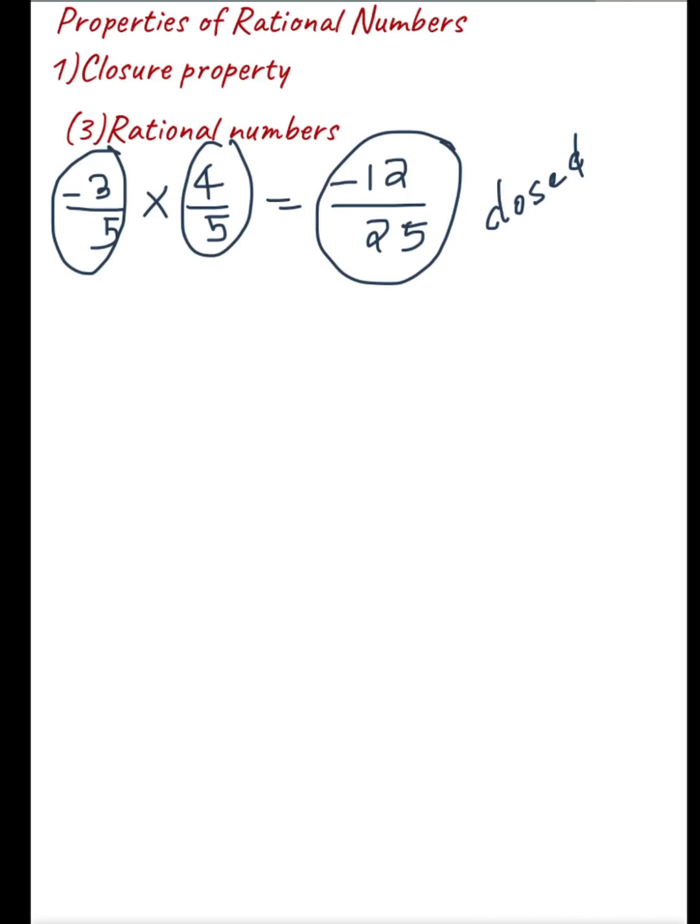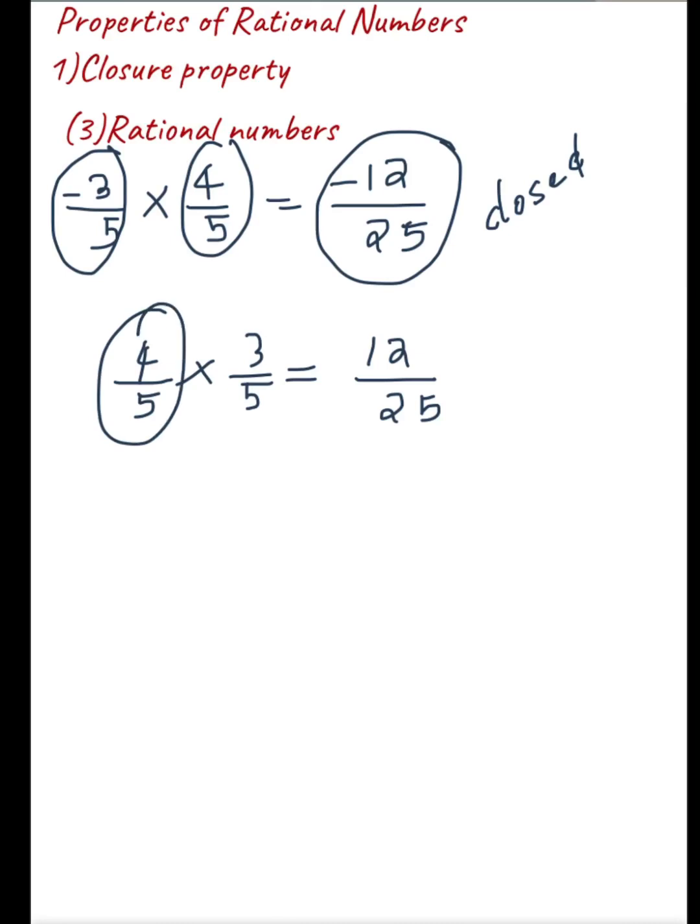Let's take some other examples. For example, I am taking 4 by 5 into 3 by 5. Now what will be the answer? 4 into 3 is 12. 5 into 5 is 25. So our answer will be 12 by 25. That means what? Here you have taken two rational numbers and multiplied them, and the answer is again a rational number. So you can say that rational numbers are closed under multiplication.